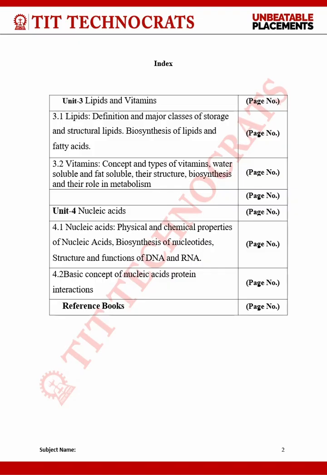Unit 3 basically contains definition and major classes of storage and structural lipids, biosynthesis of lipids and fatty acids, and vitamins. In vitamins we will study the concept and types of vitamins, water soluble and fat soluble vitamins, their structure, biosynthesis, and their role in metabolism. And in Unit 4, we will study nucleic acids, physical and chemical properties of nucleic acid, biosynthesis of nucleic acid, structure and function of DNA and RNA, and basic concept of nucleic acid protein interactions.